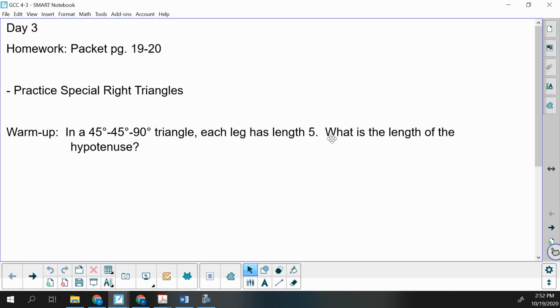All right, welcome to day 3 of Unit 4. In your planner, you can write down day 3 as your homework. We're going to continue working with our special right triangles today.